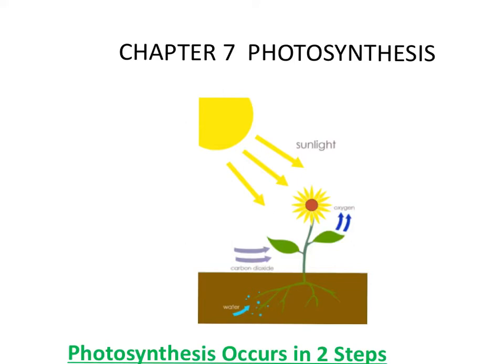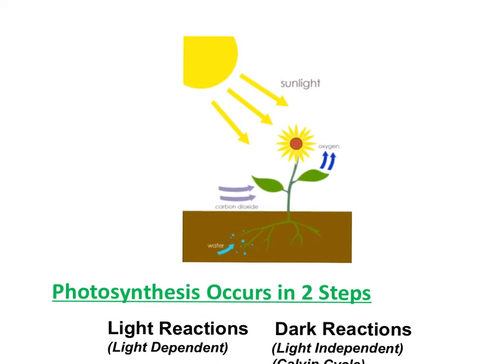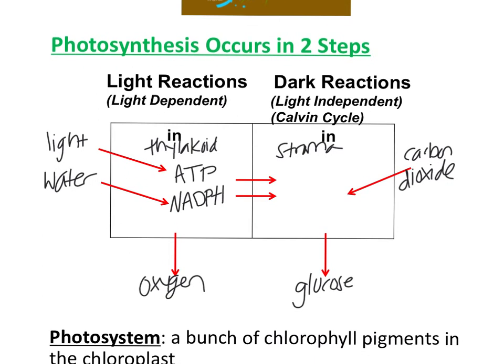This video is all about the 2 steps of photosynthesis. The goal of photosynthesis is to use sunlight to make sugars. This occurs in 2 steps, the light reactions and the dark reactions. The light reactions require light.